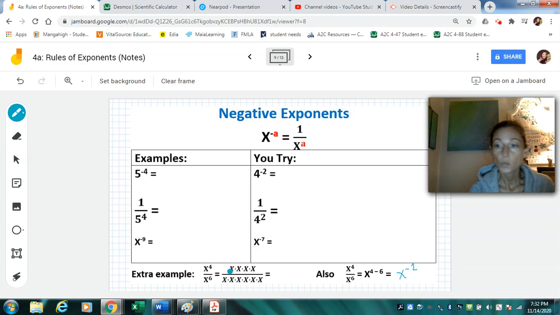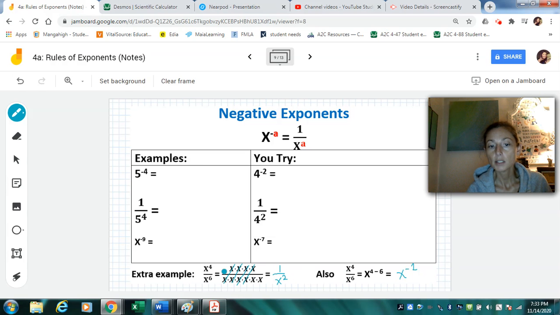But if we expand this out, x to the fourth over x to the sixth, and I just cancel out some x's here. So cancel out 1, 2, 3, 4. Now there's none left on the top. And so we would write that as 1 over x times x, which is x squared. Anytime you cancel everything out, you're still left with 1. Anything divided by itself is 1.